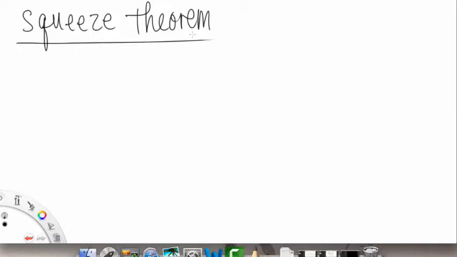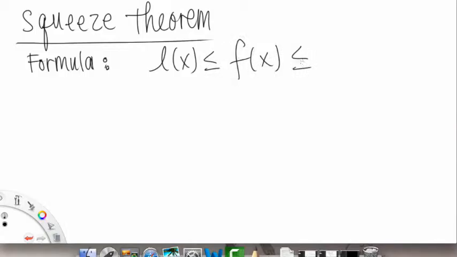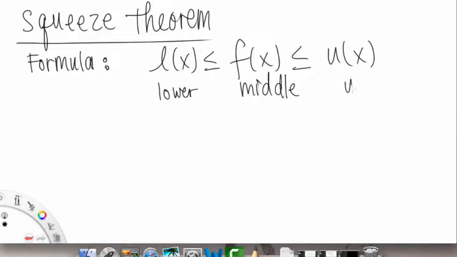So, formulaically, this is the formal definition of it. If you were to have an L of x, some function that is always below or equal to f of x, which is also below or equal to a u of x. So this is L for lower function, f of x is our middle function, and u of x is our upper function, okay? So like our upper bound, sort of.